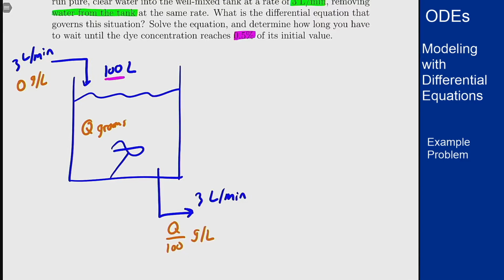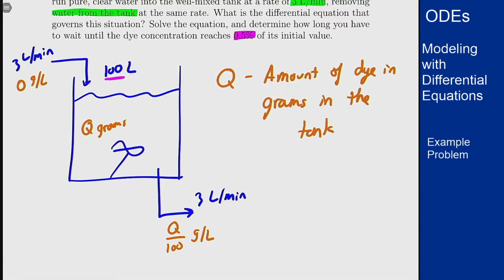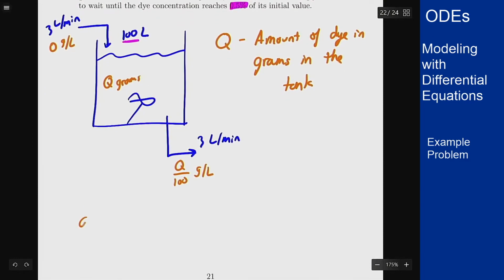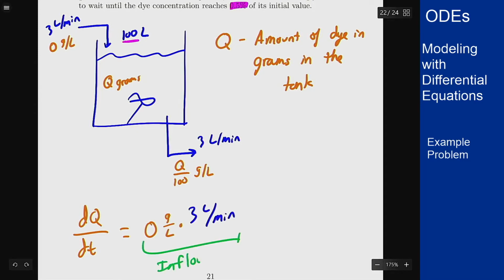So if we're going to let Q be the amount of dye in grams in the tank, then how does this Q change? Well, we'll have that the rate of change of Q is the rate in minus the rate out. Well, the rate in is 0. In essence, it's 0 grams per liter times the 3 liters per minute for the inflow stream. So we're really not adding dye to the tank at all, which we're not doing in the problem either. Then how does it get taken away?